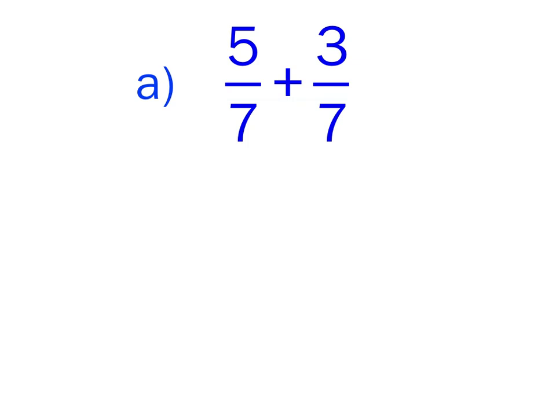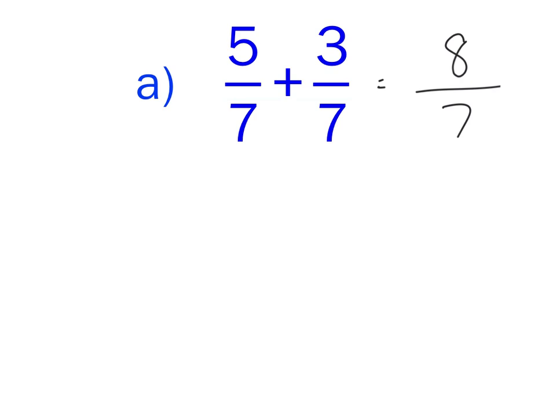Now what? What we do, the answer is also going to be over 7. The bottom stays the same, and we add the two top numbers. So 5 plus 3 is 8. Now we end up with 8 over 7. 8 over 7 is an improper fraction, and what we like to do is we like to simplify these.